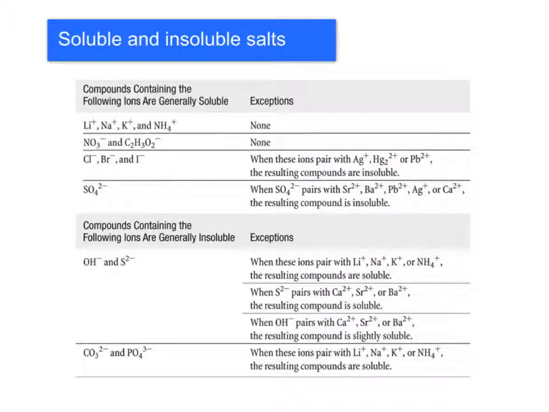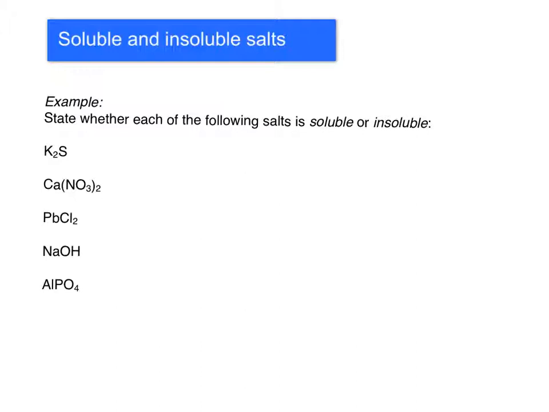Okay, so we're going to do some practice with these, and hopefully you'll get a good sense of how to use this table. So let's take a look at some practices. For these, you want to just state whether the salts are soluble or insoluble. So potassium sulfide. At the top of the table, it says that all potassium salts are soluble, so this one is going to be soluble. Calcium nitrate. The top of your chart here says that all nitrates are soluble, and there are no exceptions, so that one is going to be soluble.